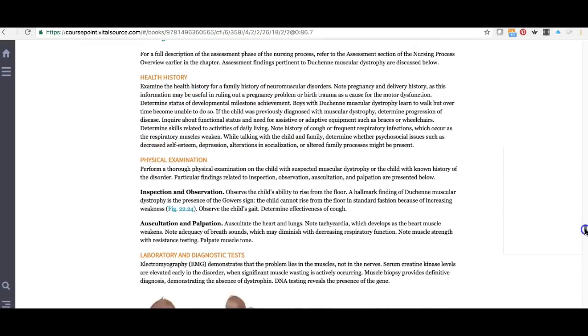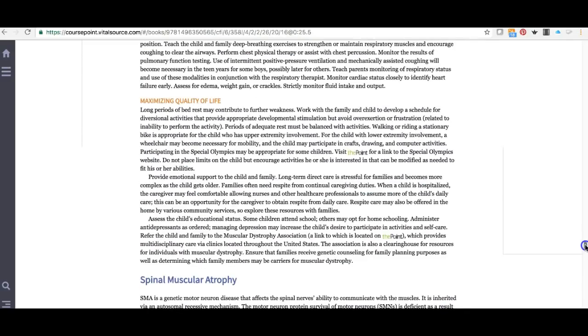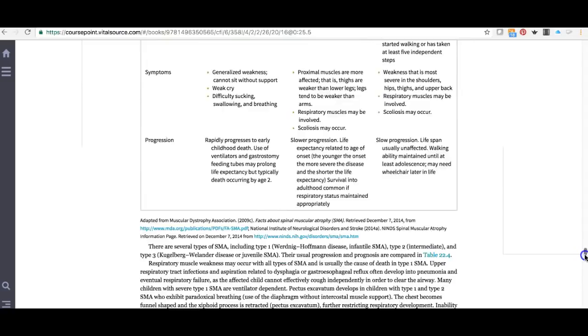All right, and muscular dystrophy, I said we're not going to talk about. If you would like to know more information about that, please read that. All right, spinal muscular atrophy, again, we're not going to touch on that.